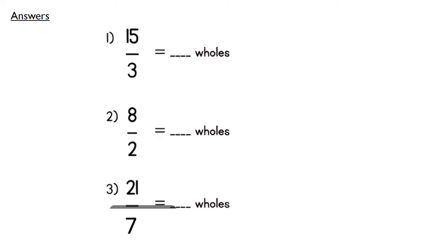Okay, here are your answers. So 15/3 is equivalent to 5 wholes because we know that 15 is 5 times greater than 3. 8/2 is equivalent to 4 wholes. 21/7 is equivalent to 3 wholes. So I'm hoping that you got these right and that you were able to use your part whole models to help you out, and also your multiplication and division fact knowledge.